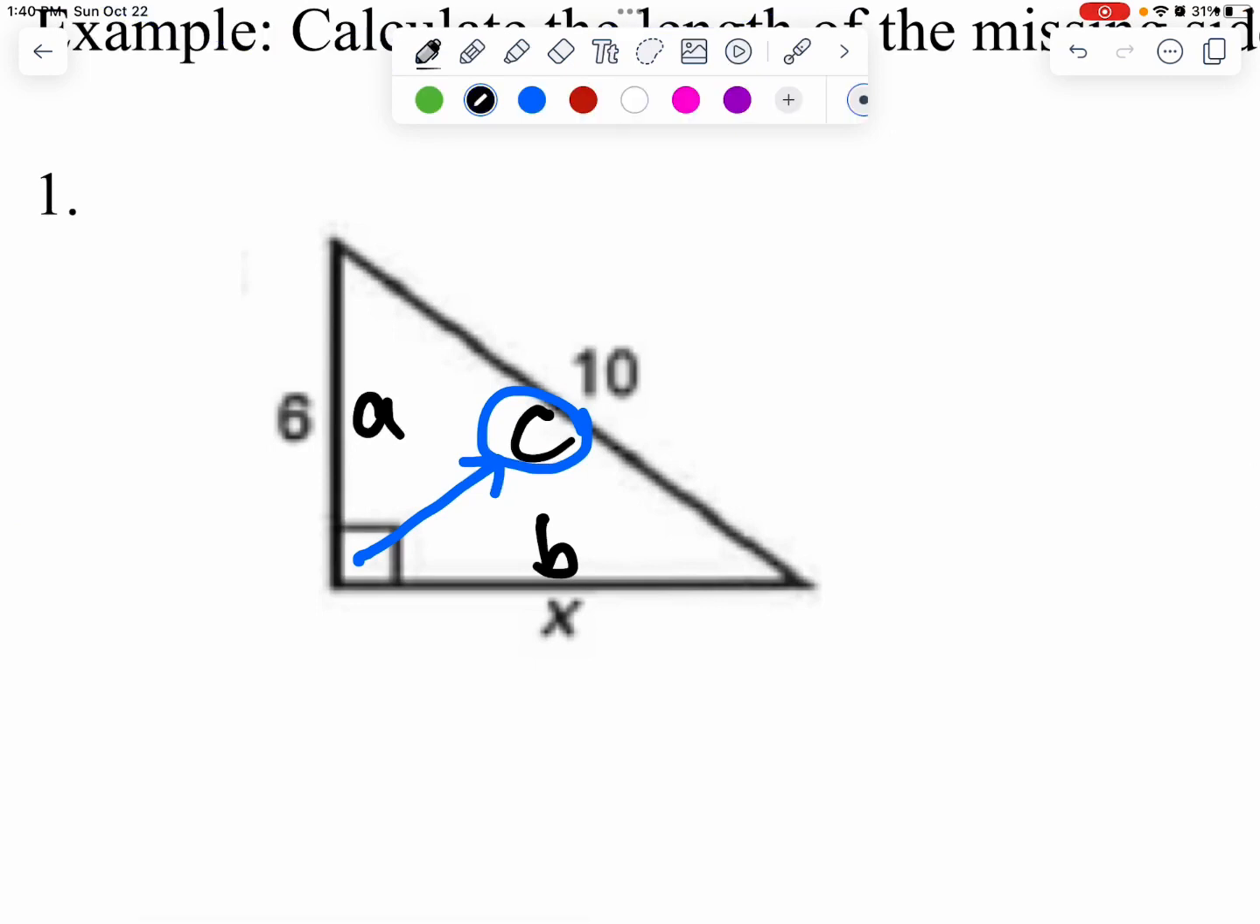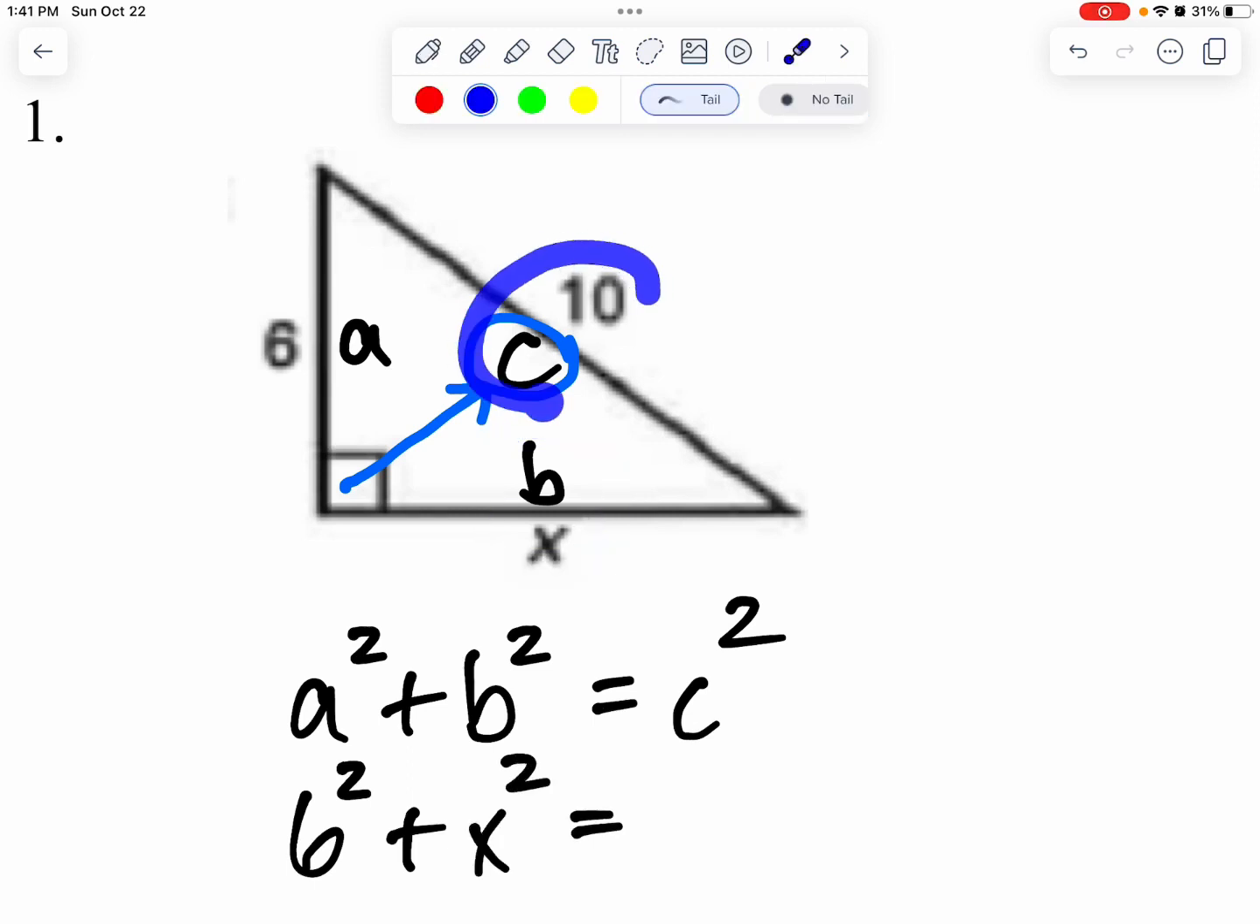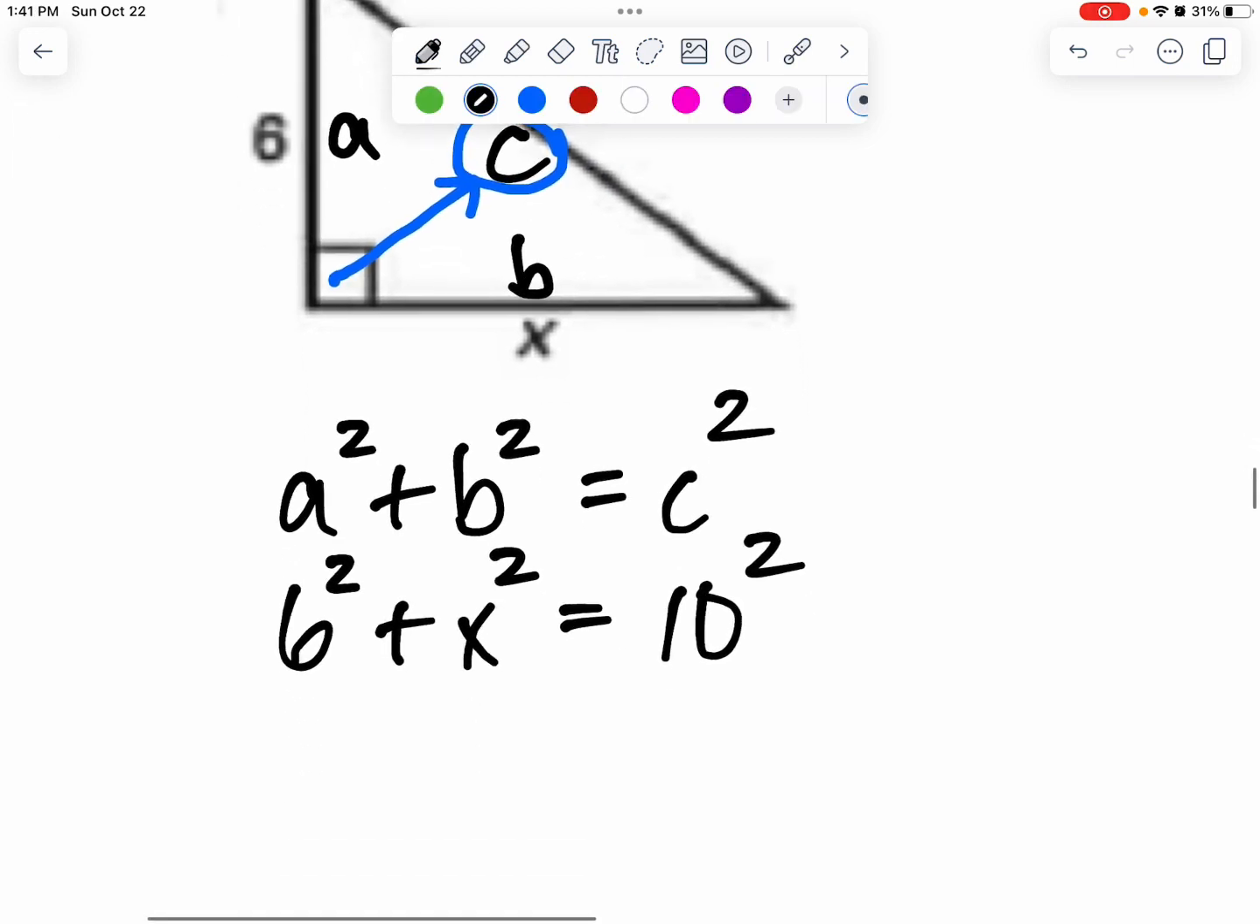I'm going to start by writing the formula. A squared plus B squared equals C squared. I have A, which is going to be 6. So I'm going to put 6 squared. I don't know what the B is. That's the X. So I'm going to put X squared. And my C, I labeled 10. Don't forget the squares.